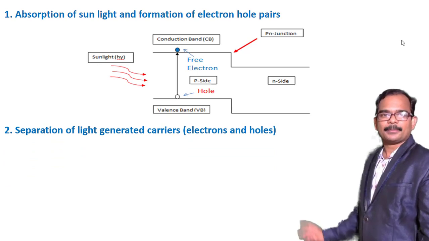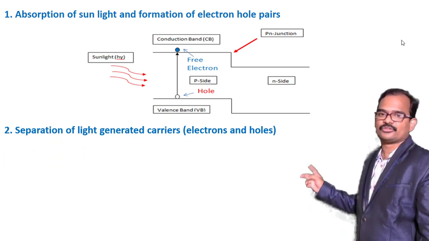The second one is separation of light generated carriers, that is both electrons and holes.